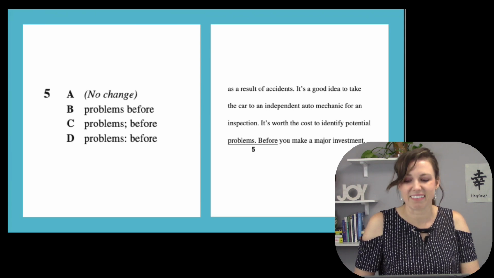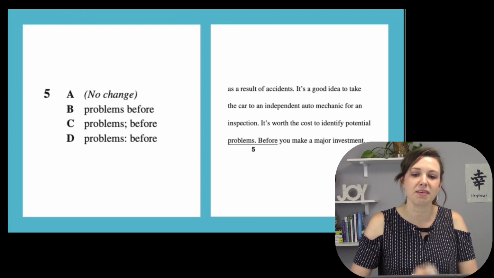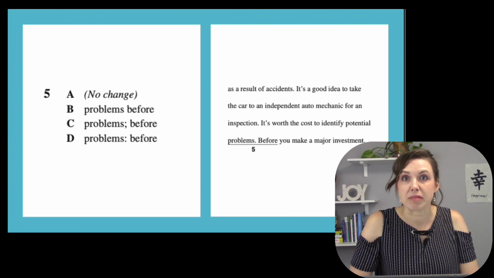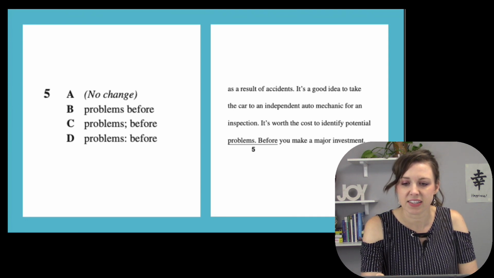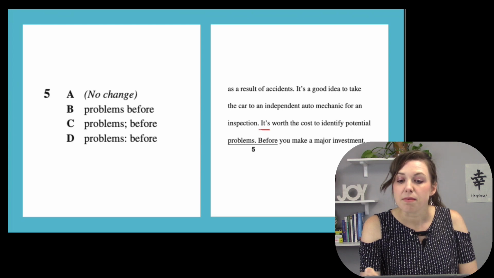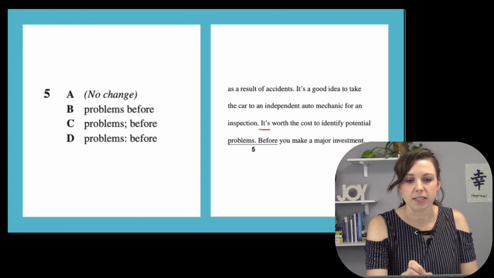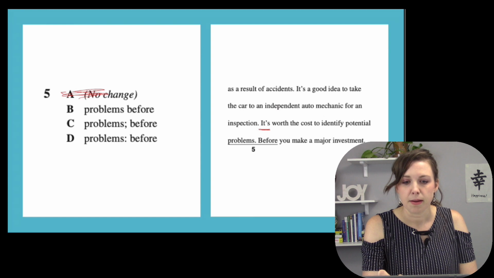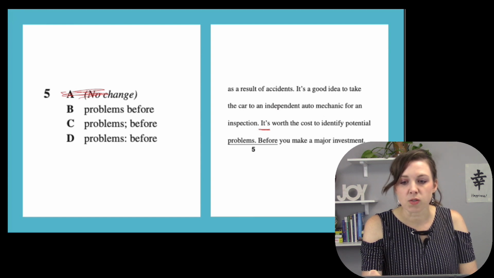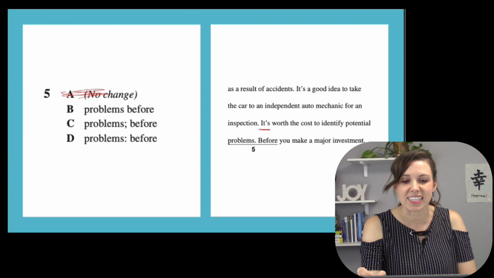Okay, number 5. We have a nice little sentence, and should we throw in a semicolon, a colon, nothing, or leave it as is? Let's take a look. We'll start right here with "it's worth the cost to identify potential problems before you make a major investment." "Before you make a major investment" is a sentence fragment. It's missing a subject. And so it's not A. B, "it's worth the cost to identify potential problems before you make a major investment." Yeah, but let's take a look at C and D.